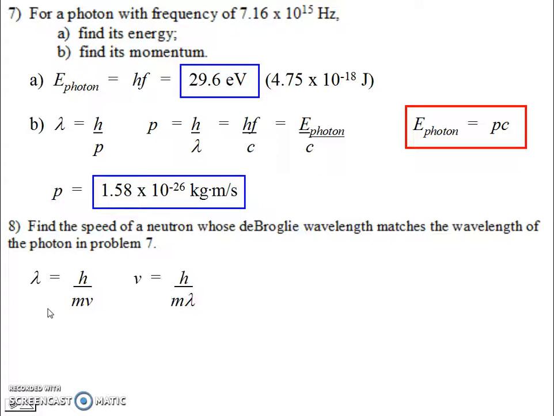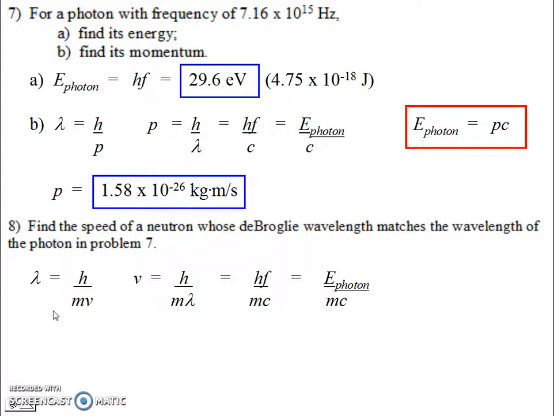So we can just solve this for v equals h over m lambda. But its wavelength has to match the wavelength of the photon. We're given the wavelength of the photon, or maybe back in number 7 you found the wavelength, you just put it in, or maybe you want to do that. But I'm just going to replace lambda with c over f again, right? So the f goes to the top, c stays on the bottom. Why is this useful? Well, once again, we have hf on top, and hf is, again, the energy of the photon, right? So we can just write this as E photon over mc.